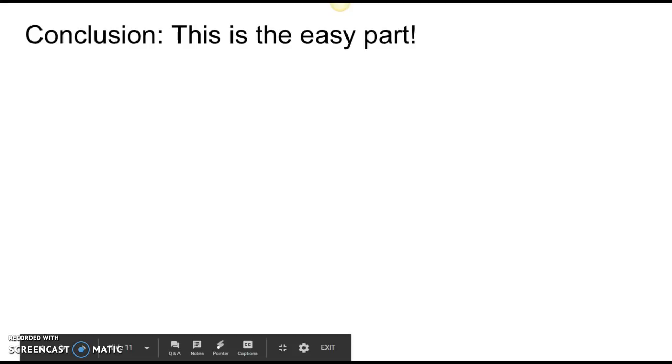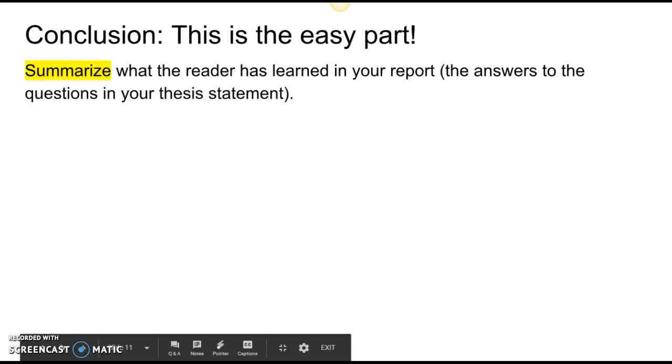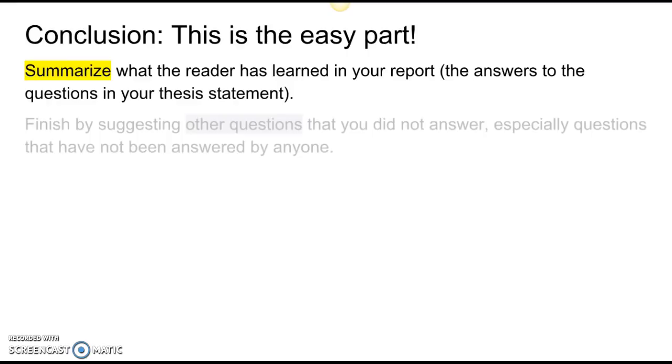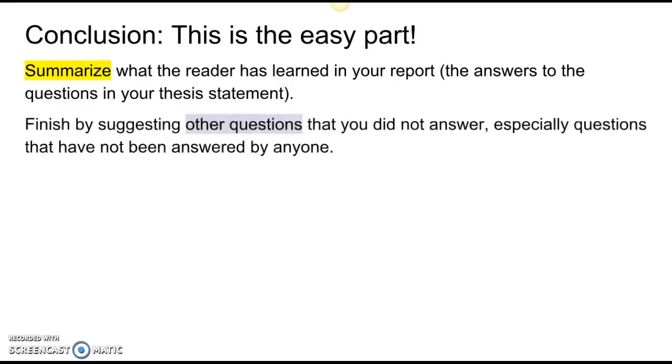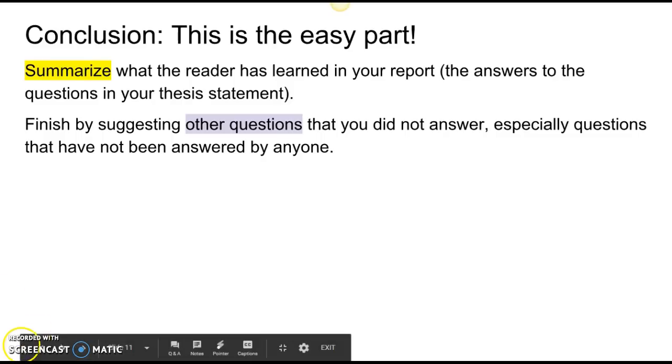Conclusion. Okay, this is the easy part. Summarize what the reader has learned. That's the answers to your questions. Finish by suggesting other questions that you did not answer, especially questions that haven't been answered by anyone.